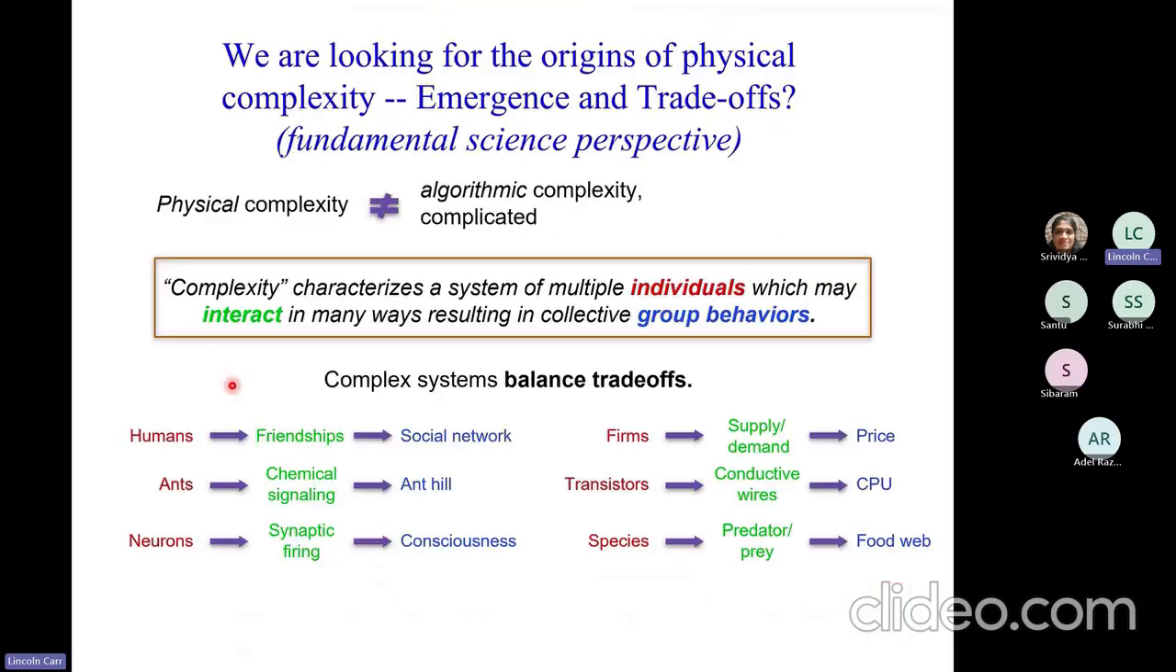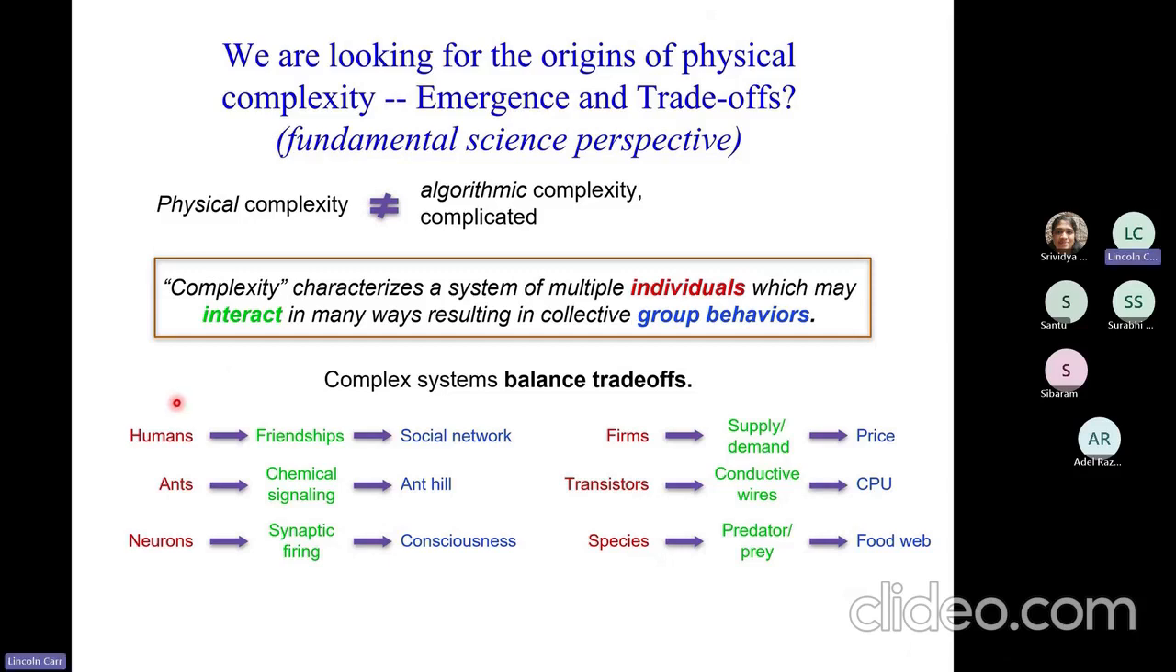Let's try to define complexity in a simple way. That was a really big list and very comprehensive. Let's come back to something pretty simple. We're looking for the origins of physical complexity, maybe emergence and trade-offs. This is a fundamental science perspective. Physical complexity is not really complexity or complicated. We may define it as follows. Complexity characterizes a system of multiple individuals which may interact in many ways, resulting in collective behaviors. That's one definition of complexity.